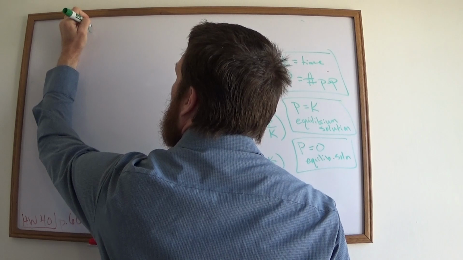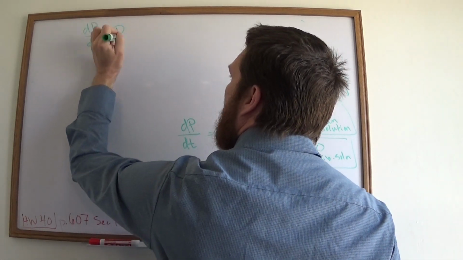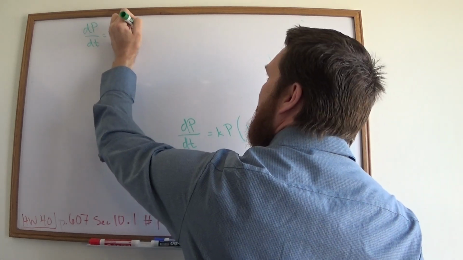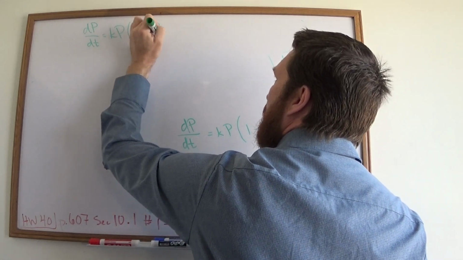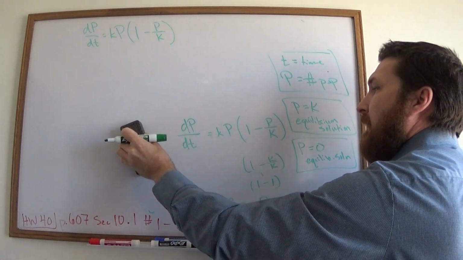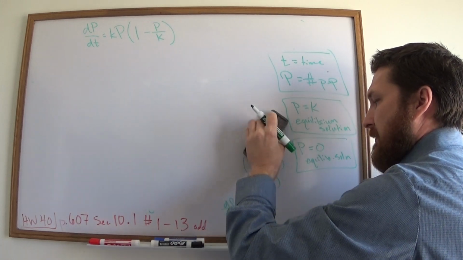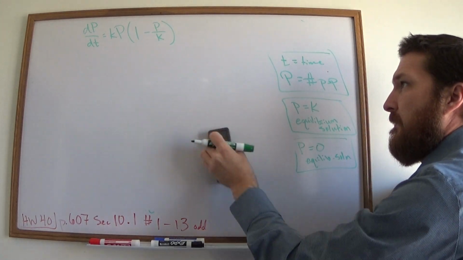We have that the change in population with respect to time is proportional to the population times some weird thing which brings us back down to K if we get above K. Okay, let's get rid of this here.